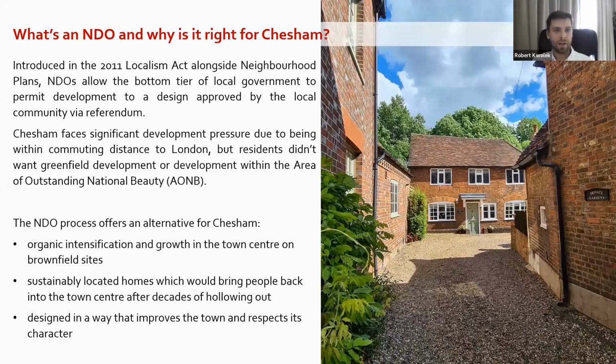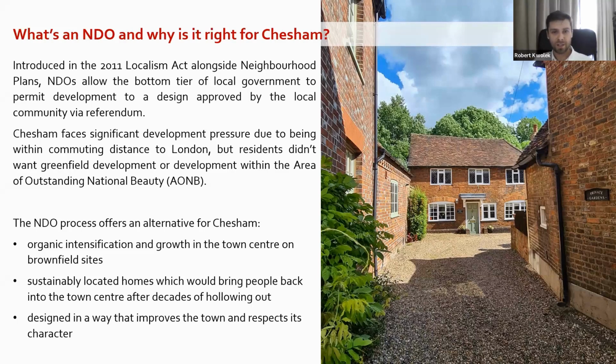So what's an NDO? An NDO was introduced in the 2011 Localism Act alongside neighborhood plans. It's the bottom tier of local government to permit development. Chesham was facing a lot of development pressure, and local residents had rejected development on greenfield land and development in the AONB.